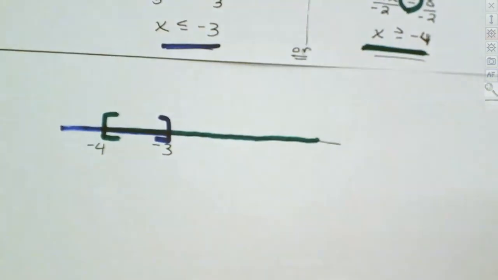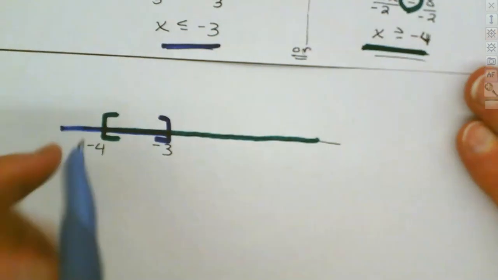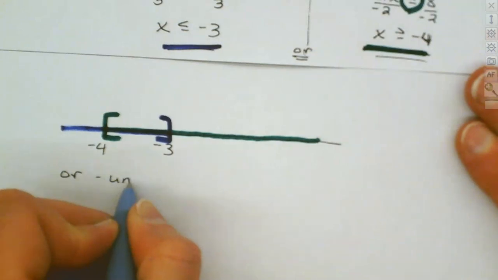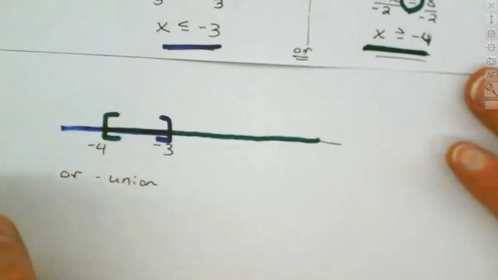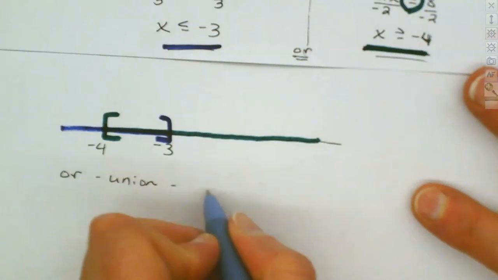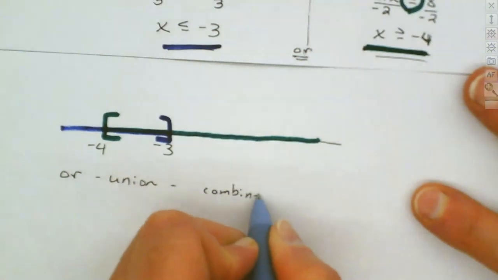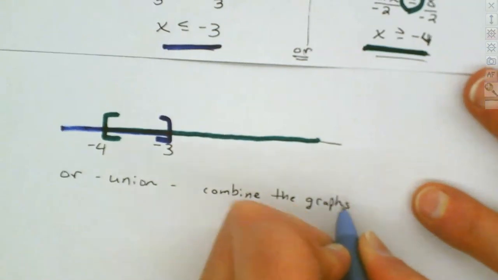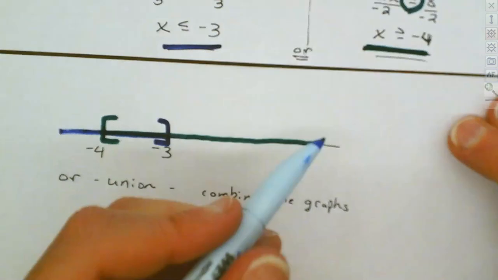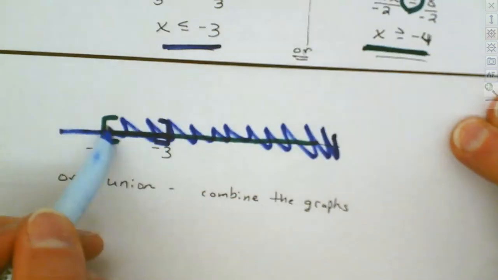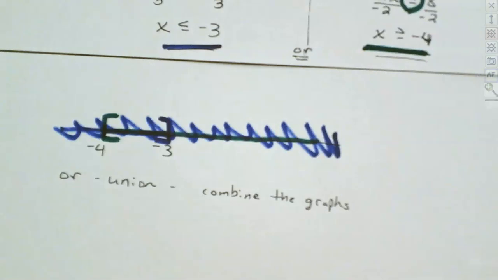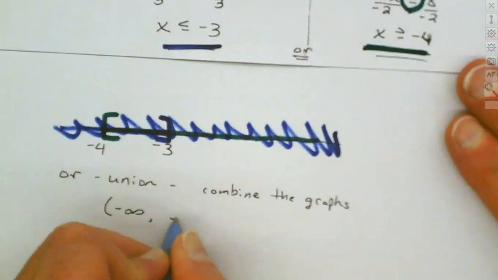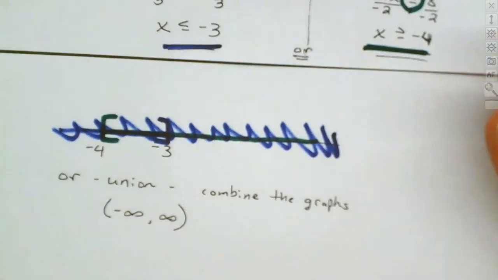Now, what do we want? We want or. And or, what does that mean? That means it's a union. And we combine it all together. So we're going to combine these graphs. If I combine the graphs, there's no empty space. So if I combine those graphs, it would look like what? Negative to positive infinity, wouldn't it?